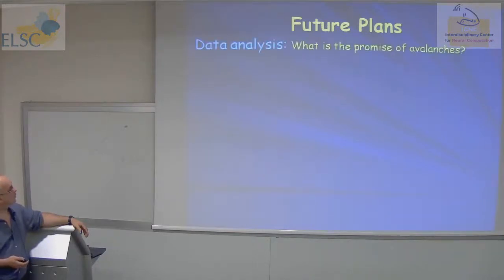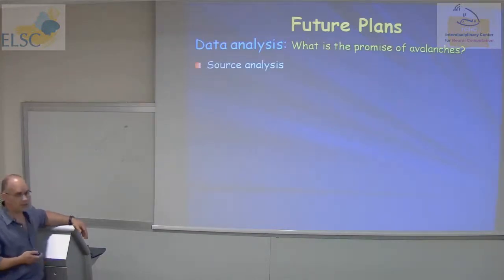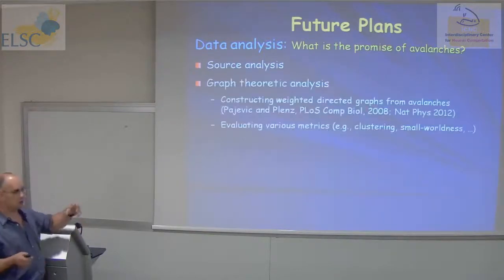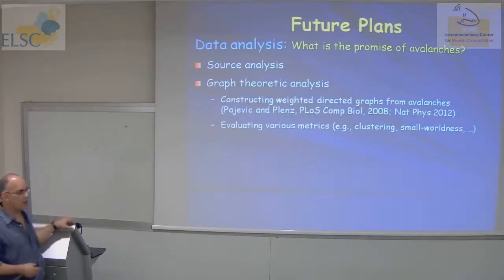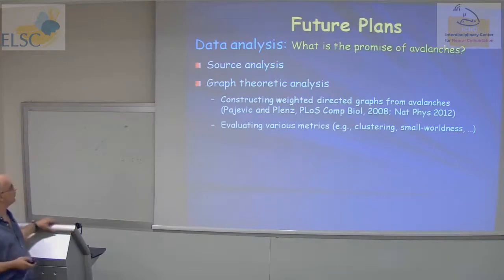Lastly, briefly, I'll tell you things that I'm going to do, because this is an ongoing project. There are many things that we can do. For instance, going into source analysis, because then you can focus on specific areas in the brain and do the avalanche analysis within a certain area, which is more relevant when you look at disease, for instance.